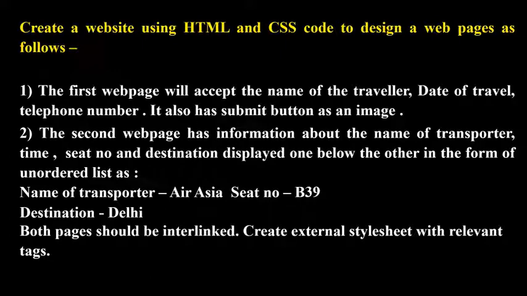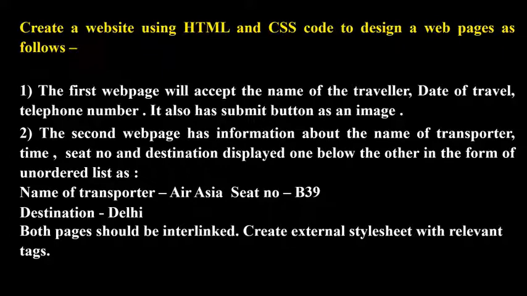Now in the second page you have to use the unordered list with the UL tag with any type, either disk, circle or square. Now it is mentioned that both pages should be interlinked. That means anchor tag you have to use to link both the pages. The first page has the link for second page and second page has the link for first page.